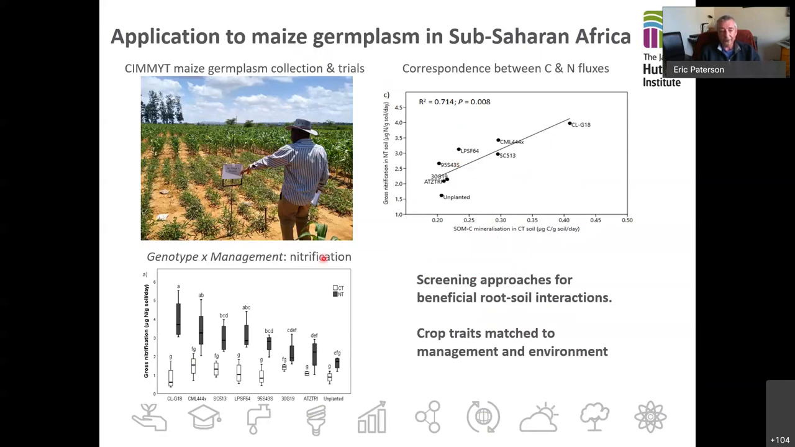And one of the interesting things that's coming out of the data now is that we seem to have a strong interaction, not just between genotype and soil function, but also between genotype management and function. So here we've got a system where we had conventional tillage or no tillage, and the performance of the cultivars is quite strongly dependent on the management type on those systems.